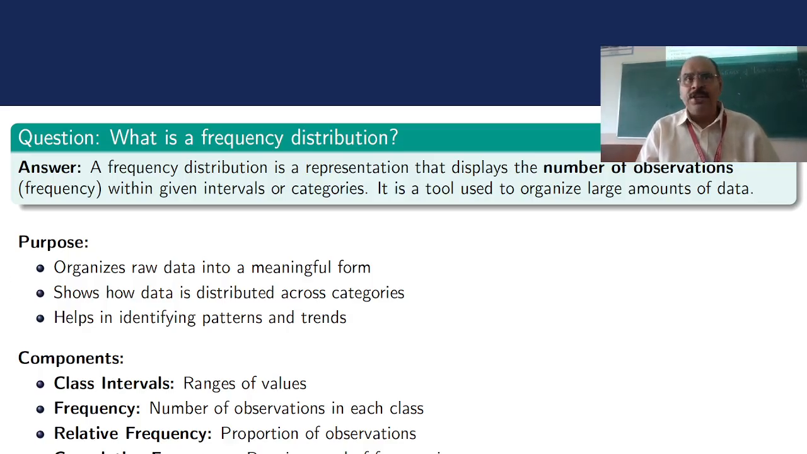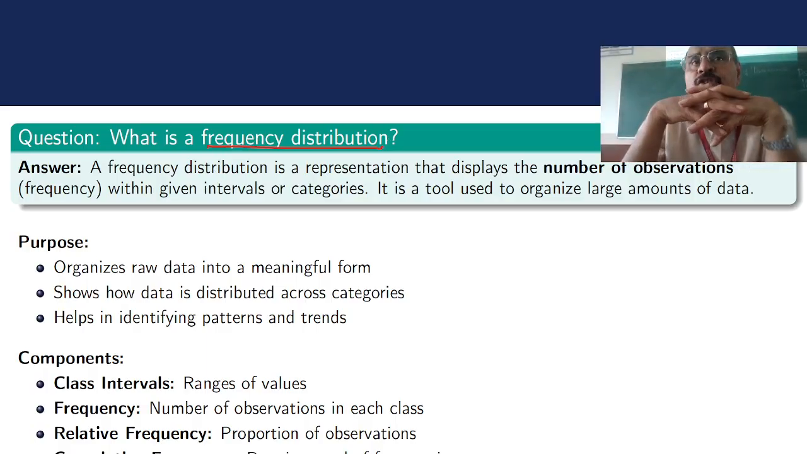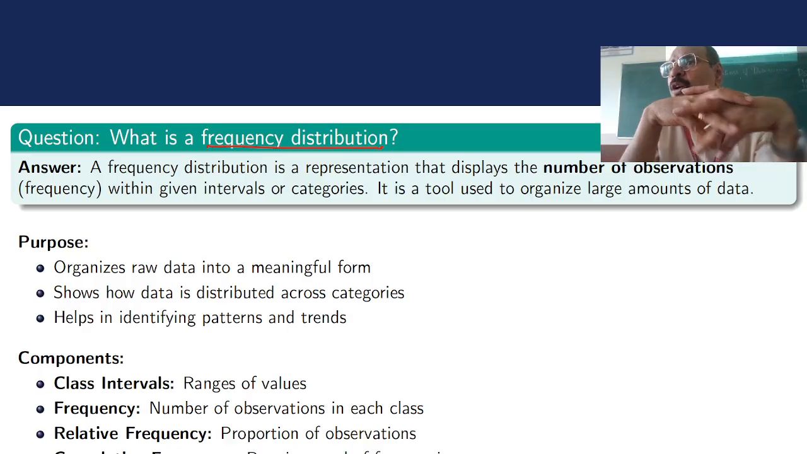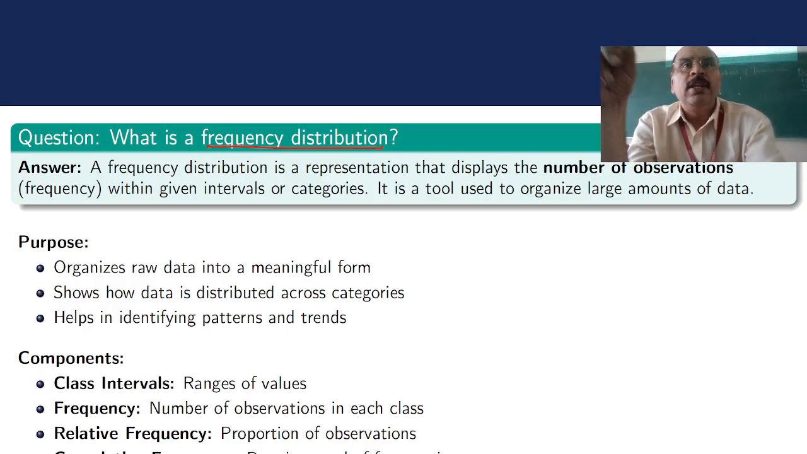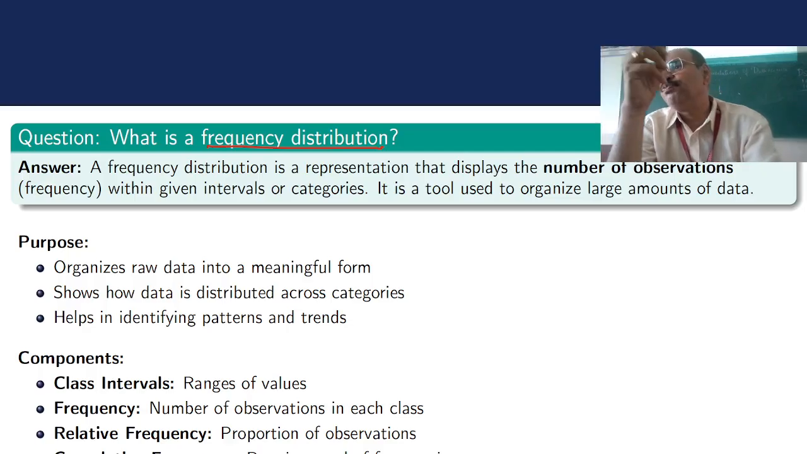So next, again, about representing data in different formats. What is meant by frequency distribution? It's a way of organizing data based upon the number of observations.